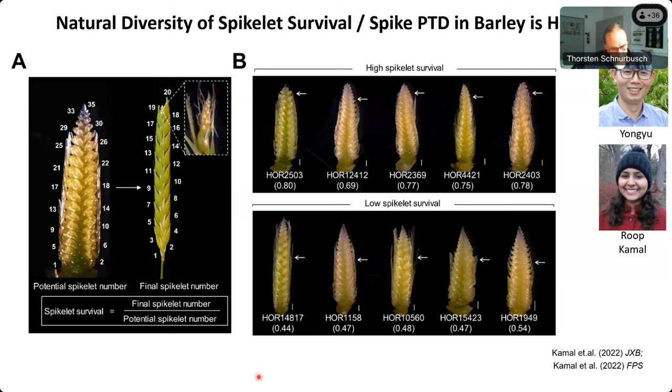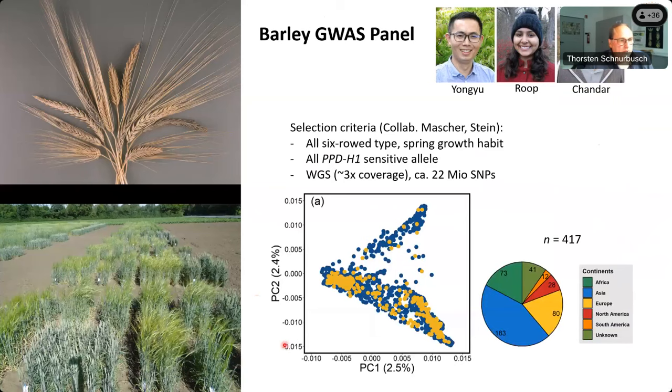But here in this part of the talk, I would like to show you a little bit of, let's say, what is a genetic natural variation for spike PTD in a certain barley collection. And here we have been working on a big population, which we developed together with Martin and Niels at the IPK.